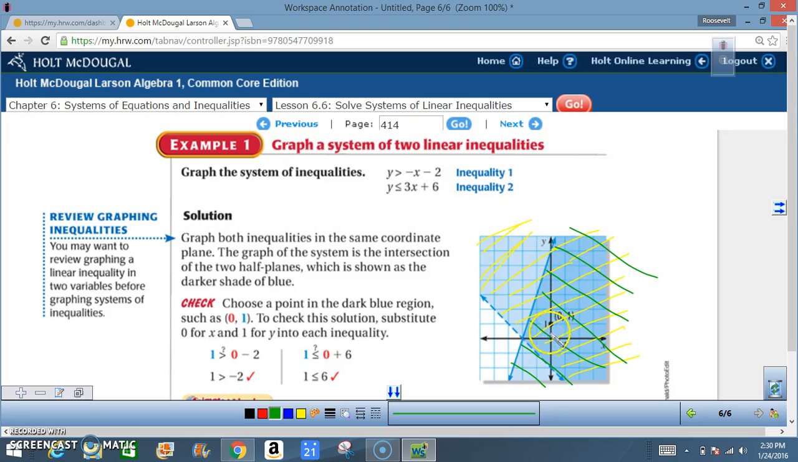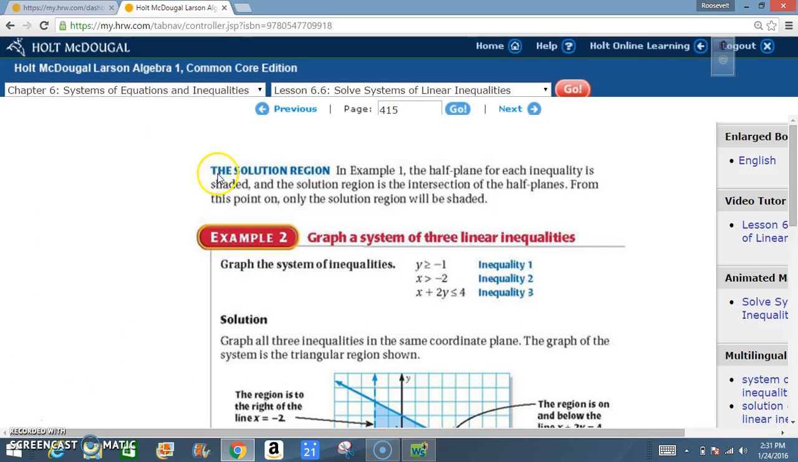Okay, so now wherever you see green and yellow in the same region would be a solution to the system. Everything you see that's green or yellow is a solution to the system. Important piece of information for the rest of this lesson. The solution region in example one, the half plane for each inequality is shaded. And the solution region is the intersection of the half planes. From this point on, only the solution regions will be shaded. So in other words, for the rest of the examples, they're not going to show you the entire region shaded, just the region where the intersection or solution occurs.